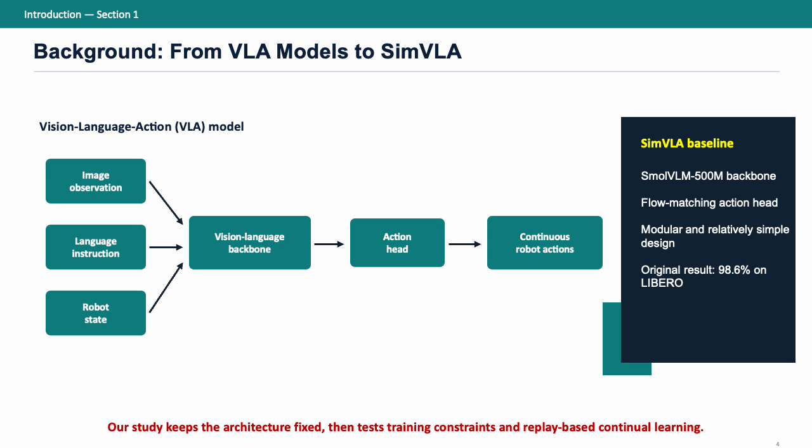Hi, let me introduce the background of our project. This slide shows how SimVLA works. The model takes 3 inputs: an image, a language instruction, and a robot state. A vision language backbone reads them. Then the action head turns them into robot actions. The key point is we did not change the model. We keep it fixed, so we could test only the training and the replay parts.